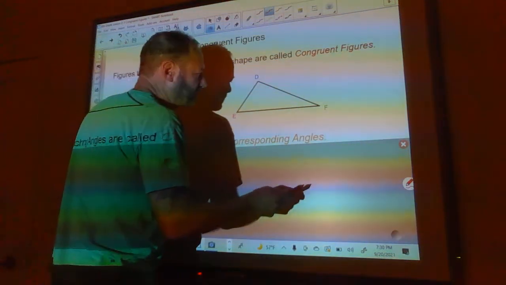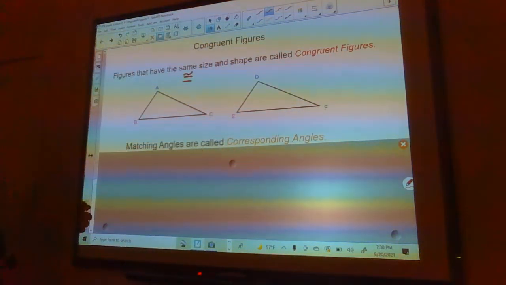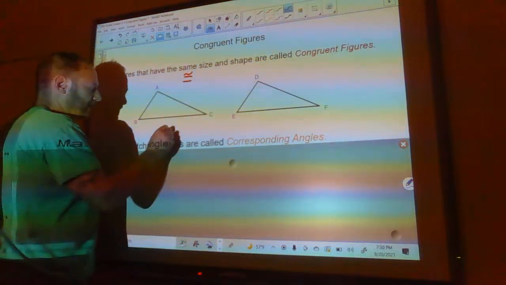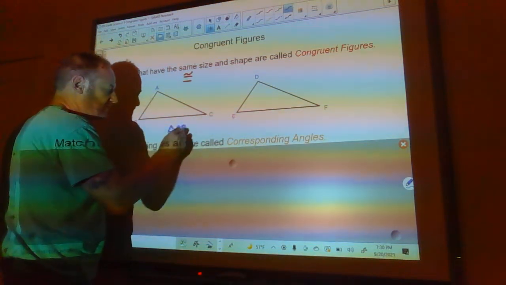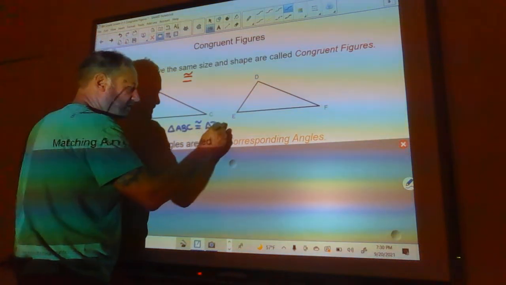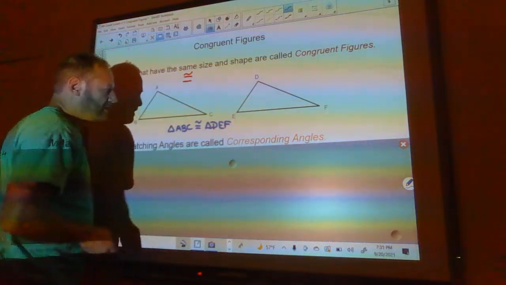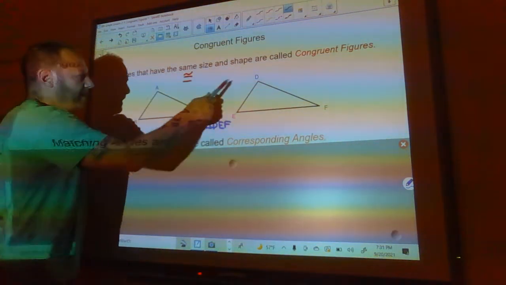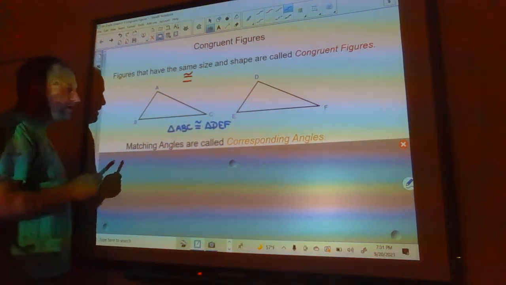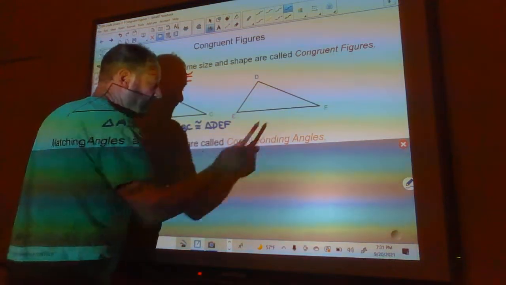Okay, so here we got two triangles. These two triangles are congruent. So we can write triangle ABC is congruent to triangle DEF. Now, notice that they're paired up. So A and D are blue, and B and E are purple, and C and F are green.